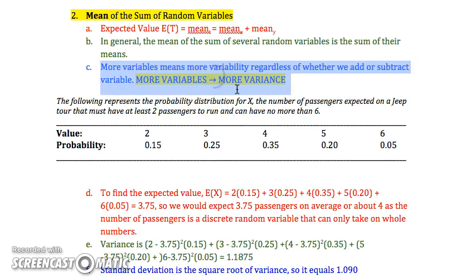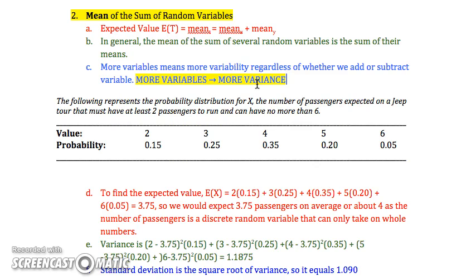One thing that's different though, and this is a key one that always pops up on the AP and will be a focus in our class too, is whether we add or subtract 2 variables. There's more variables, more variance. So even if I'm subtracting 2 random variables, I add their variances to find my new variance. The variances add, but standard deviations don't. So very key thing there.